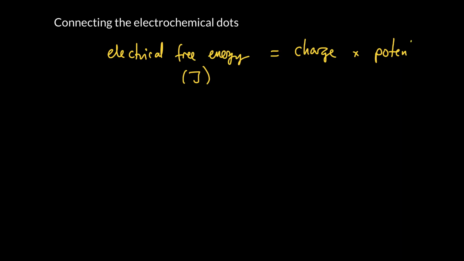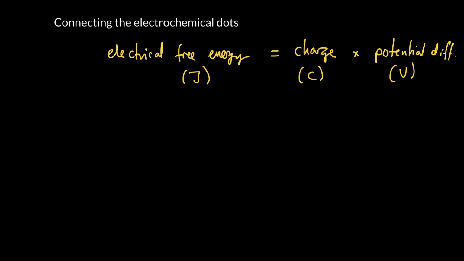So the electrical free energy, it's going to have units of joules, and it turns out that it's going to be equal to the charge on an object multiplied by the potential difference over which it moves. And the potential difference, we often refer to as the voltage. And the charge, we normally measure in coulombs.